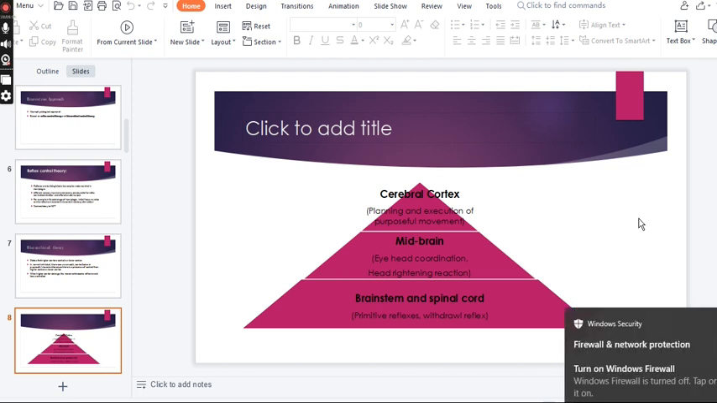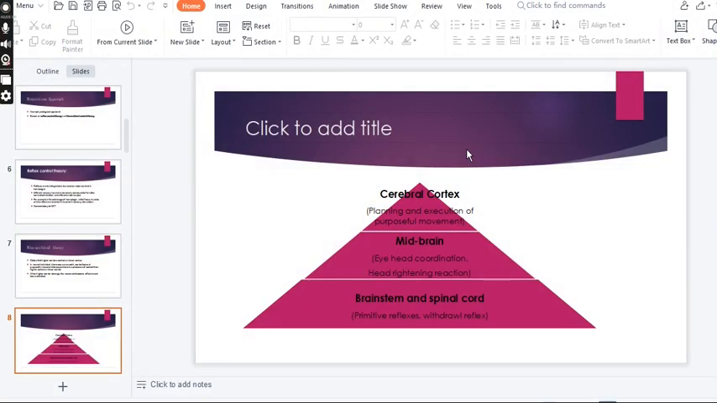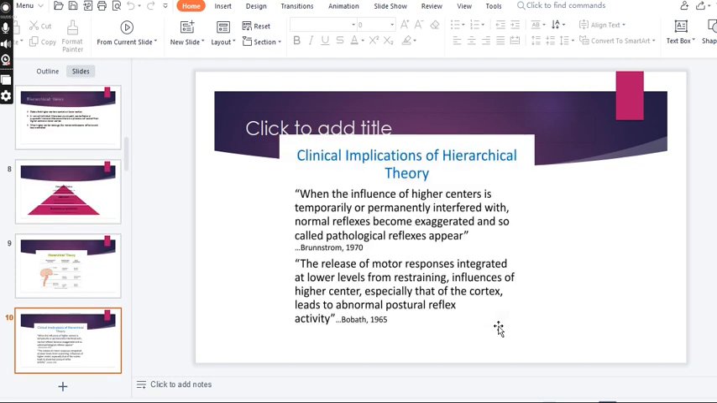Just look at this pyramidal picture. The cerebral cortex, midbrain, brainstem and spinal cord: the cerebral cortex is responsible for planning and execution of purposeful movement. What does the midbrain do? Eye-head coordination and head righting reaction. What do the brainstem and spinal cord do? Primitive reflexes or withdrawal reflexes.